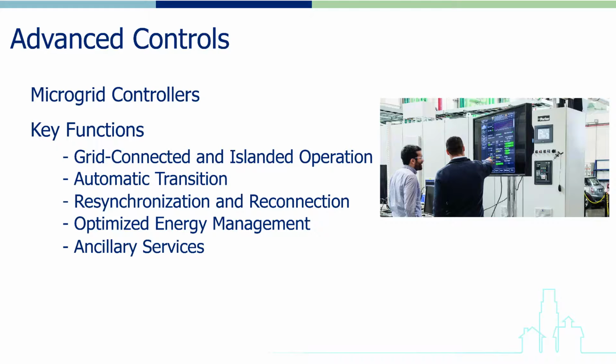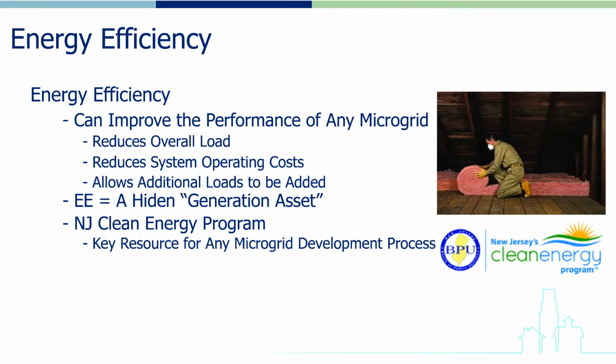Some of these functions may include grid-connected and islanded operation modes, automatic transition from grid-connected to islanded mode to provide uninterrupted power to microgrid loads during abnormal conditions, resynchronization and reconnection from islanded mode to grid-connected mode, energy management to optimize both real and reactive power generation and consumption, and ancillary services by participating in the energy market and/or utility system operations where cost-effective.